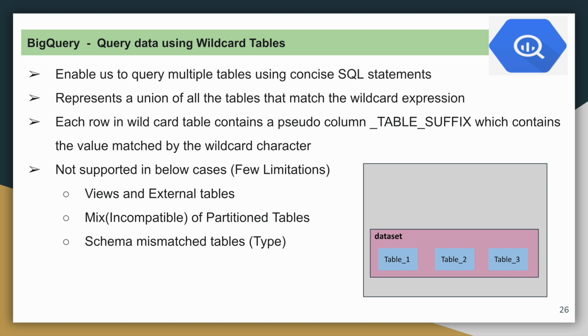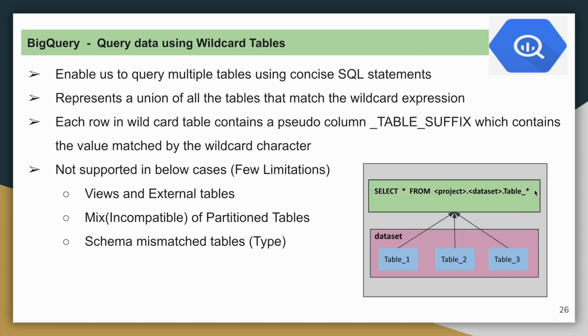To mitigate that, BigQuery offers a very unique feature called the wildcard table query. What you will do is use this particular pattern, _*.